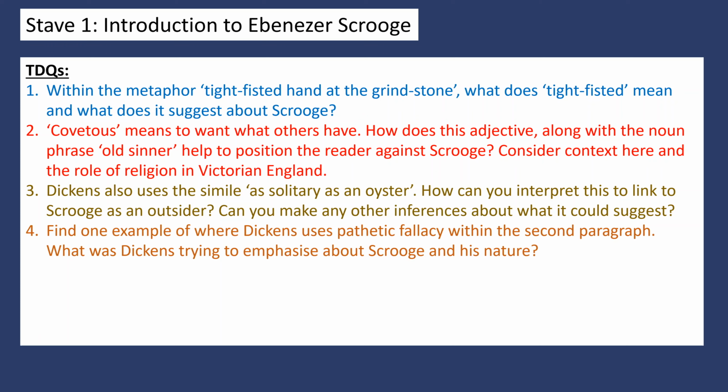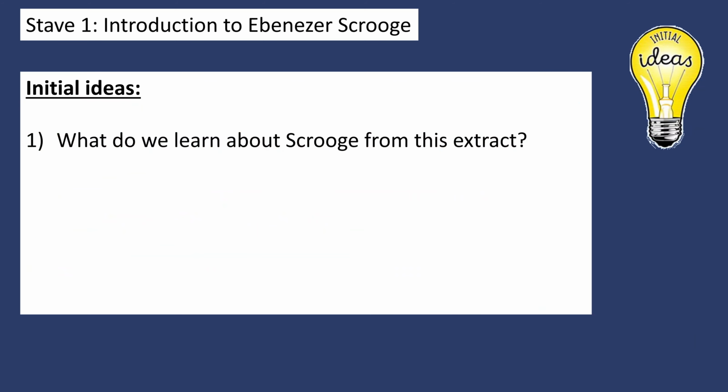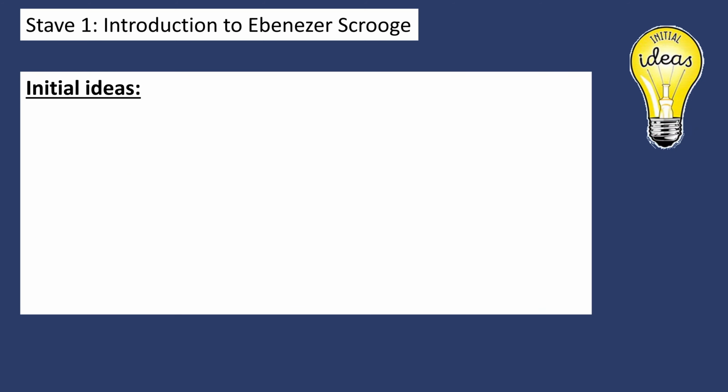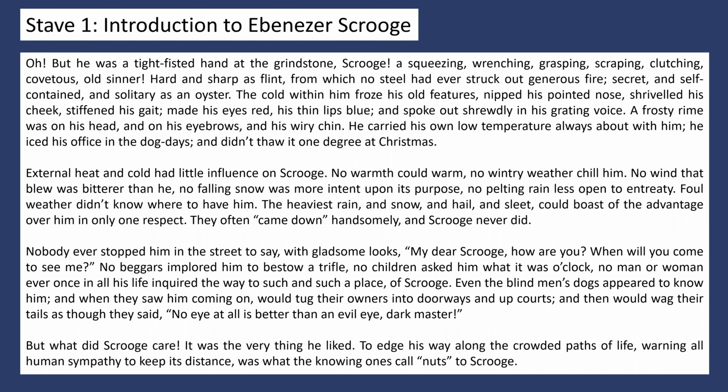Pathetic fallacy within the second paragraph. If we go back to the extract, there's lots of examples of the way Dickens makes use of or reference to weather to describe Scrooge. So the way that a frosty rime is on his head, how he iced his office, didn't thaw it at one degree. External heat and cold had little influence on Scrooge, so he's not influenced by the weather at all because he is so cold already.